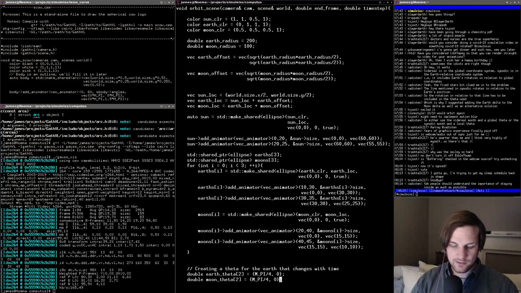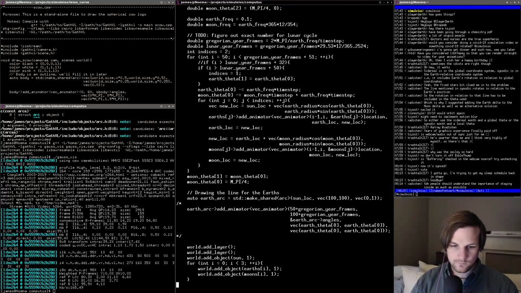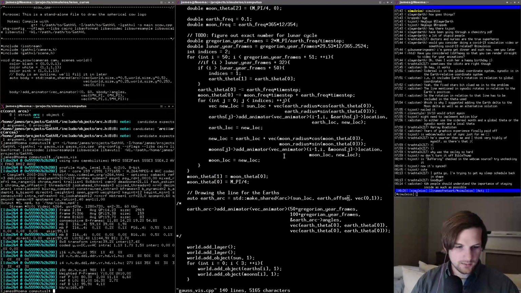And let's add our thetas. Okay. So we have Earth arc is equal to this. And it should be sun location and then the Earth offset. Okay. Write that.